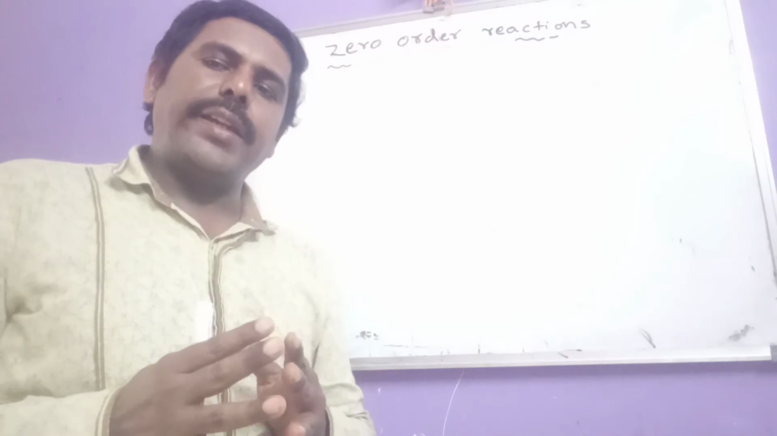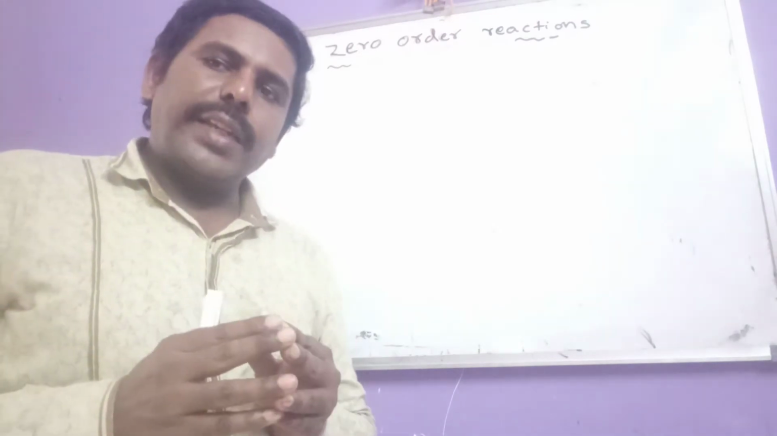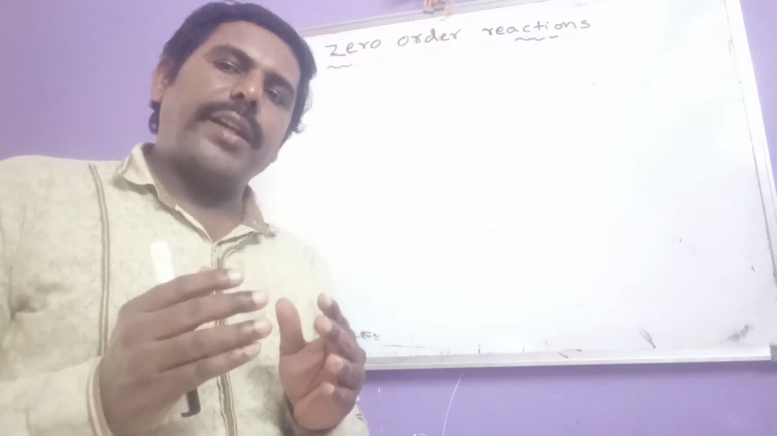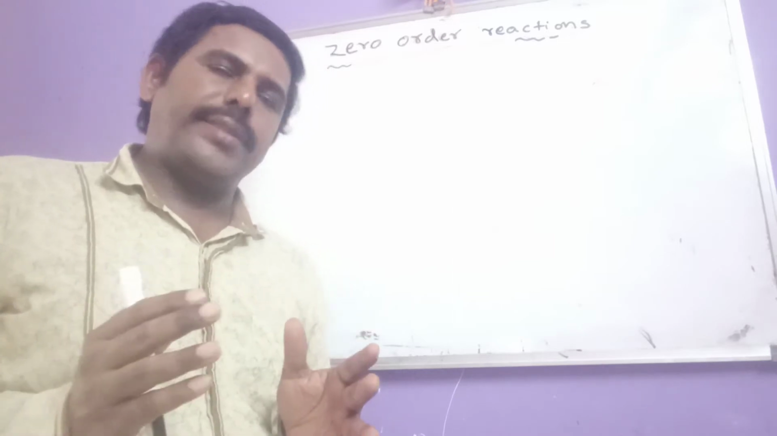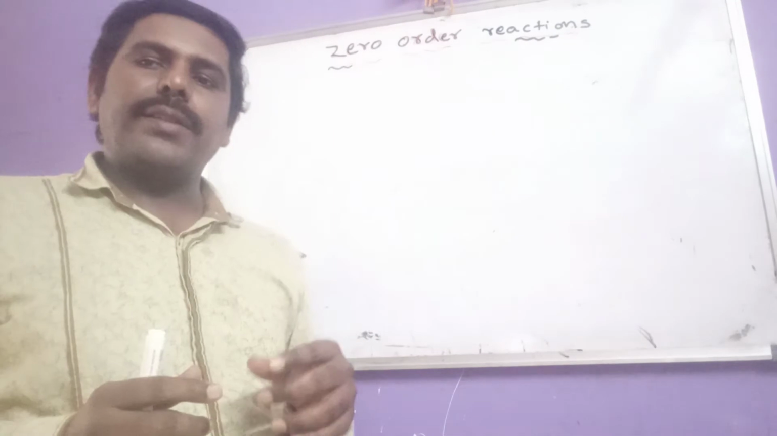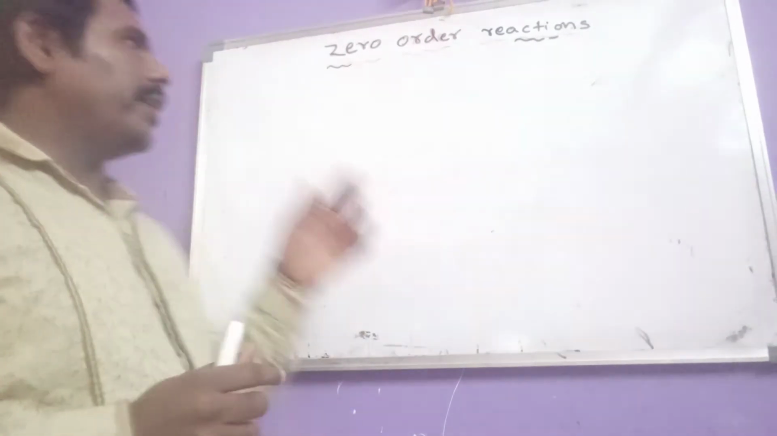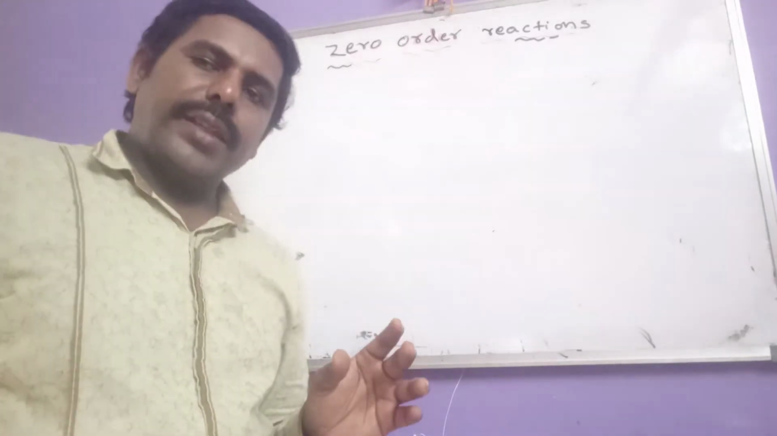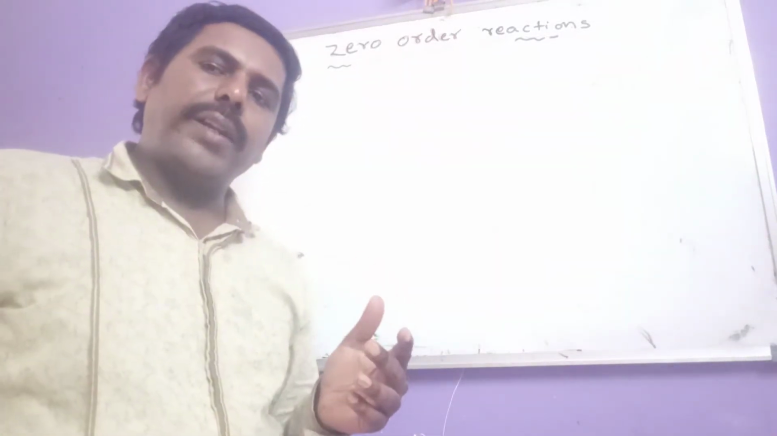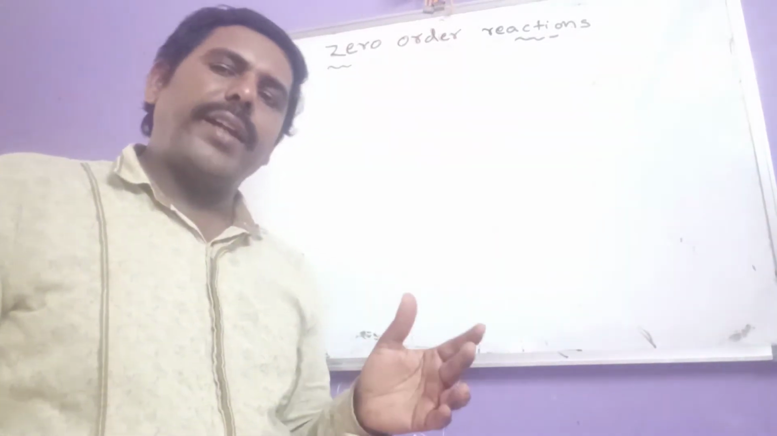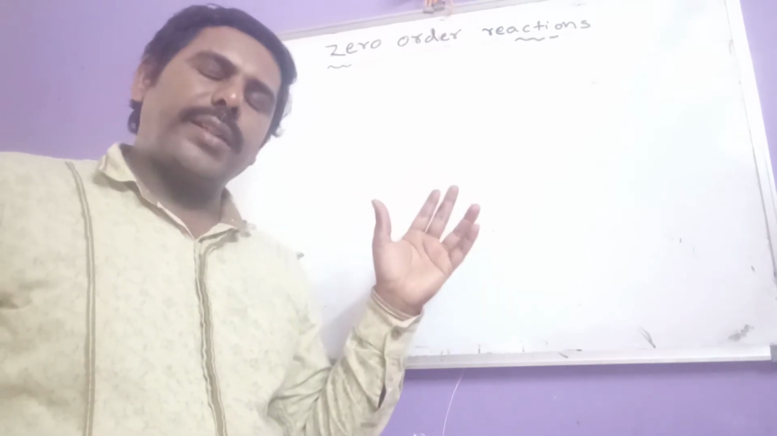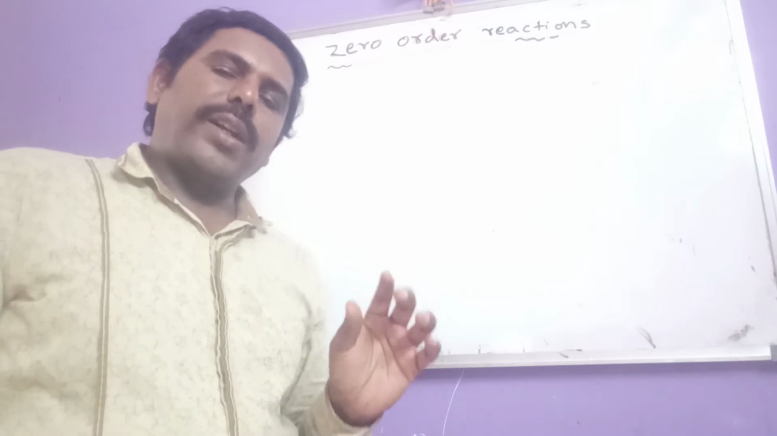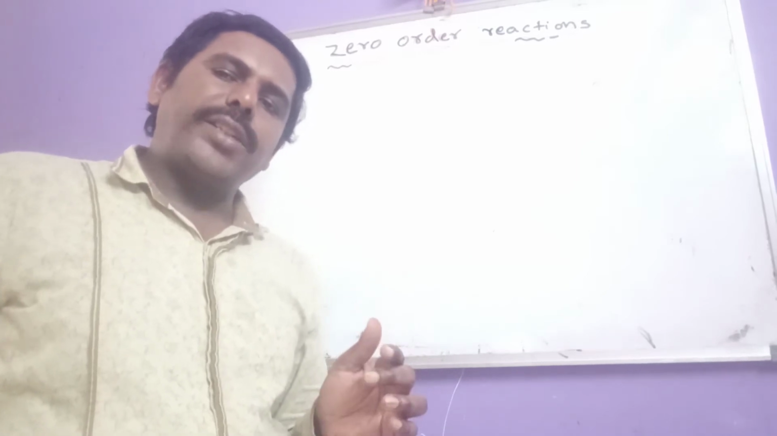What is the meaning here? The reactions in which rate is independent of concentration terms of reactants, that type of reactions are said to be zero order reactions. The reactions in which rate is independent of concentration of reactants are known as zero order reactions.